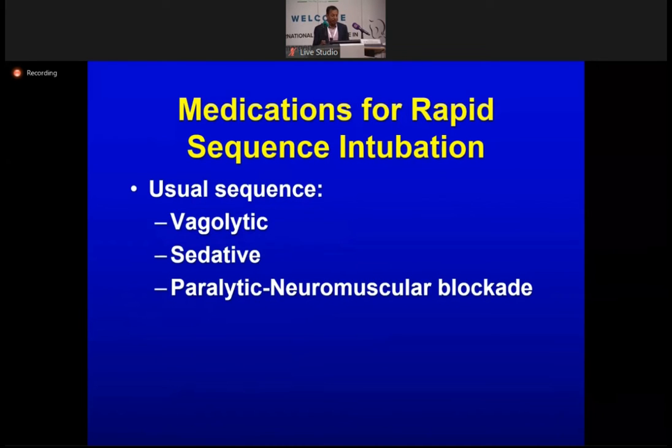Medications, just in brief. Vagolytic, like again, Mark implied, the use of atropine is debatable, and more we are giving up on it. Sedative, there are various sedatives, ketamine, etomidate. Those two are pretty much applicable across the board. Etomidate use is sort of not considered of choice in patients with sepsis. Paralytic neuromuscular blockade, most of the time in children, we prefer to use non-depolarizing agents like vecuronium, atracurium.